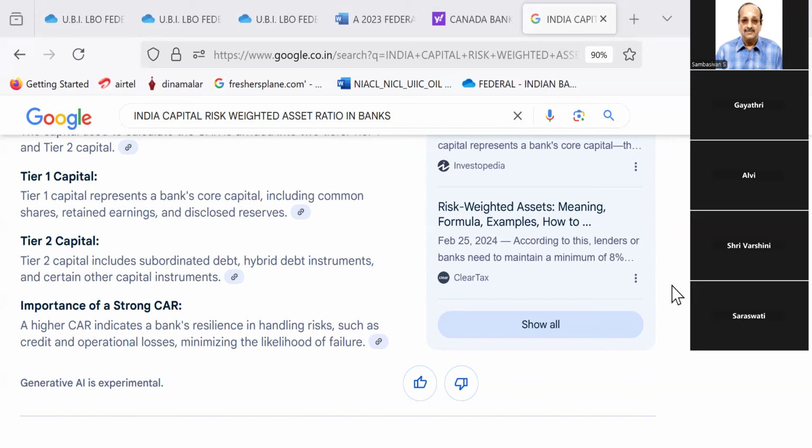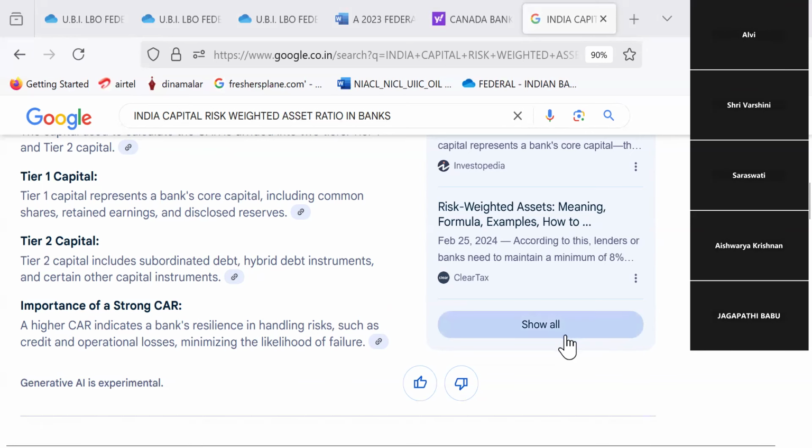Okay, good. Now, Jagabadi Babu, just now he has joined us. Jagabadi Babu, you are appearing for which interview? UBI. UBI LBO. What is your degree? Bachelor of Technology in Metallurgical Engineering, sir.